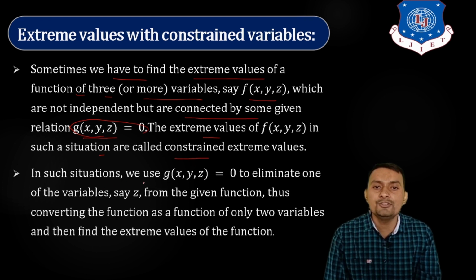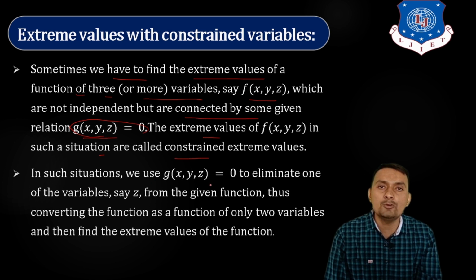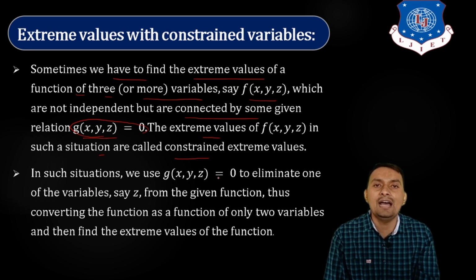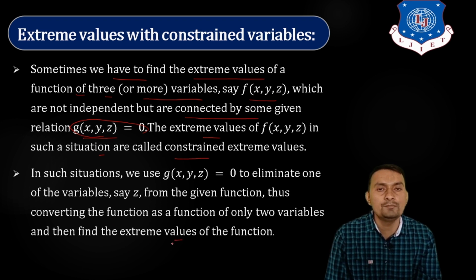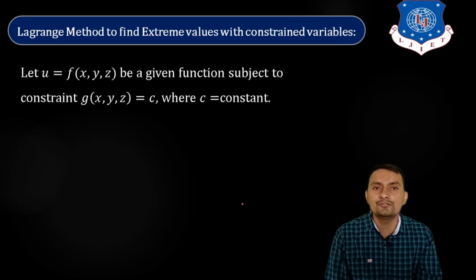In such a situation, we use g of x, y, z equal to 0, and whenever it is required, we eliminate one of the variables, say z, from the given function, converting it into a function of only two variables, and then find the extreme value of the function f of x, y, z. And that procedure we are going to follow.